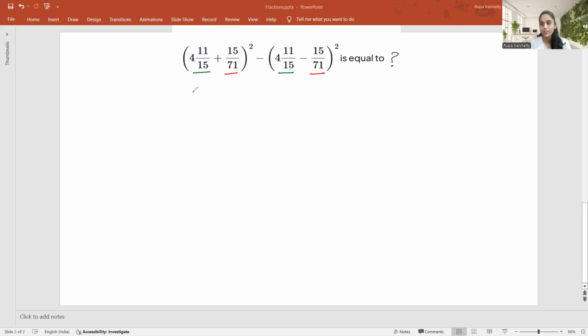Okay, so what can we do here to begin with this? Can we replace this fraction by A, this by B? Same here for this bracket, A and B, right? So let's rewrite this fraction by using A and B, and we get here (A plus B) squared minus (A minus B) squared.